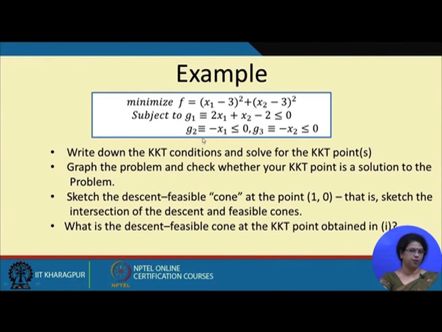That is another task of yours, to check whether the feasible space is a convex space or not, because a linear function individually less than or equal to 0 can be said to be a convex space. And you sketch the graph of it, find out the descent cone, find out the feasible cone, and get the optimal solution, and see whether the KKT point is obtained in the descent feasible cone or not.